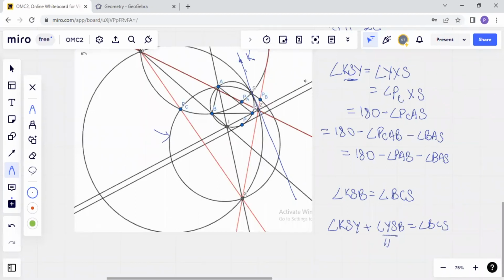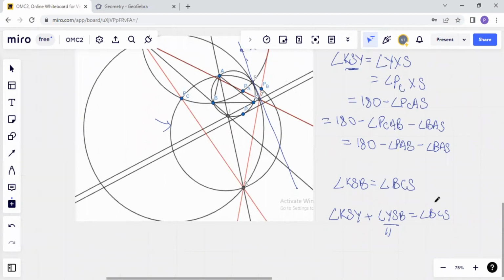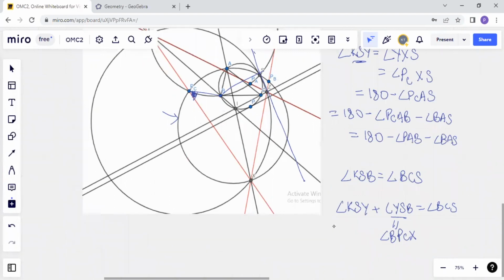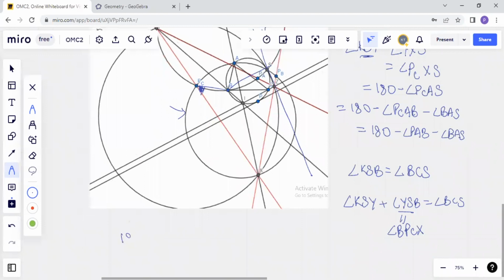And what is angle YSB? We can again write this angle as angle BPCX. So what do we want to prove? We want to prove angle 180 minus BAB minus angle BAS plus angle BPCX is equal to angle BCS.